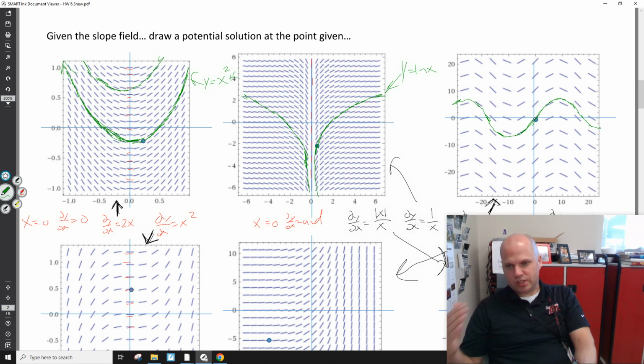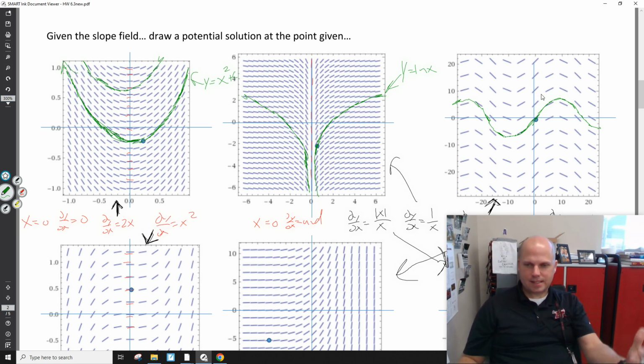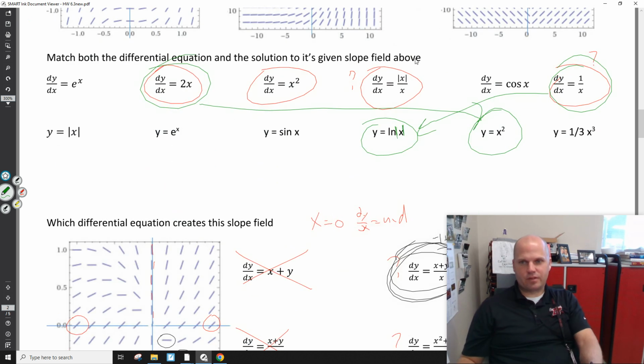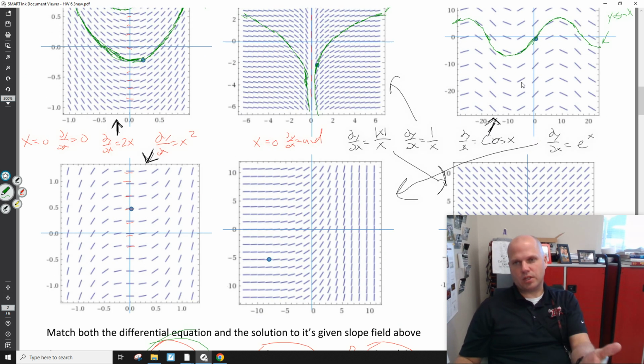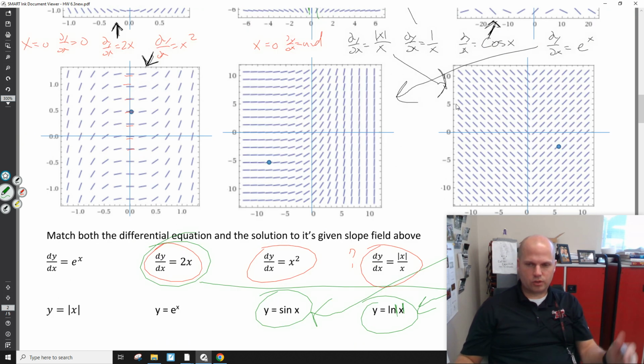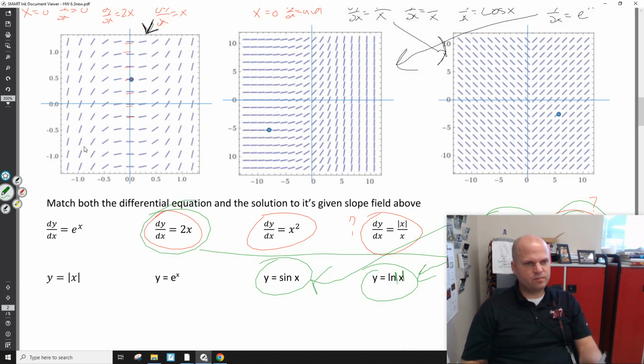Oh, it's got the point 0, 0. Oh, that's like the sine graph. Again, I didn't have to know that the antiderivative of cosine was sine. But I do, and this confirms it. That's the power of a slope field: visualizations of solutions.